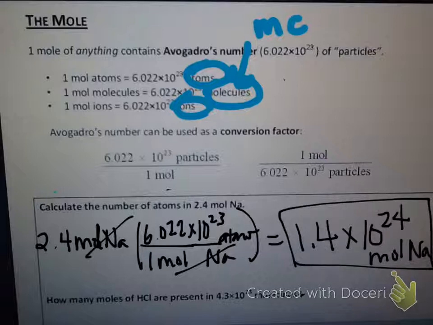Does that make sense? Well, 1 mole of anything is 6.022 times 10 to the 23rd. So doesn't it make sense if I have 2.4 of something? That's more than 1. It's about twice as much. Shouldn't I have more than 10 to the 23rd? Yeah, here I have 10 to the 24th. So it does make sense.